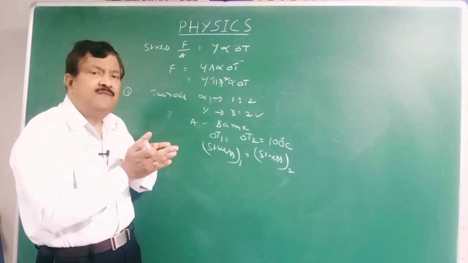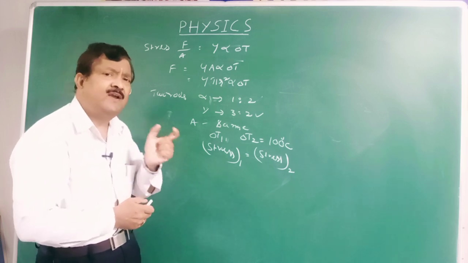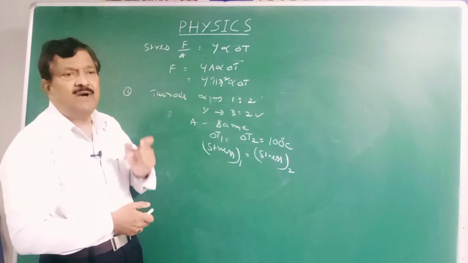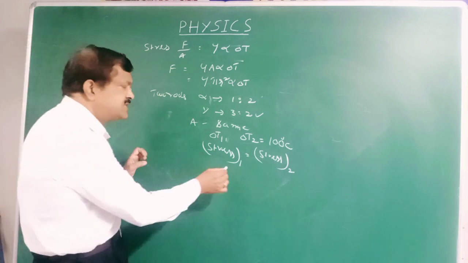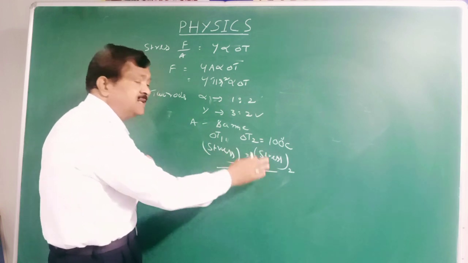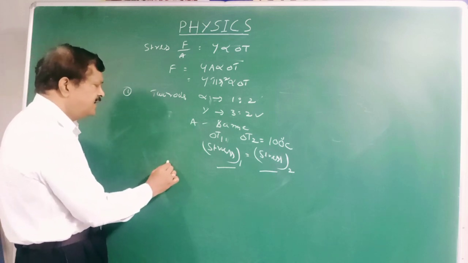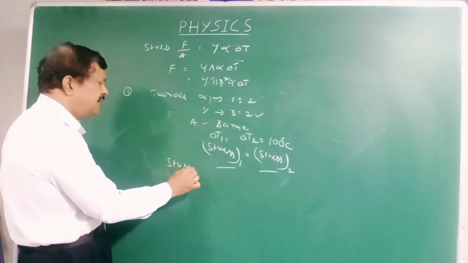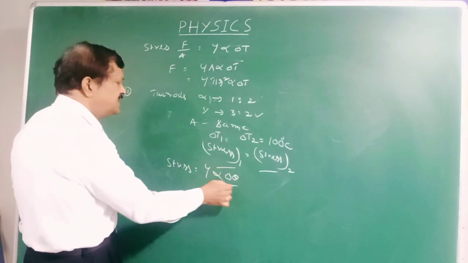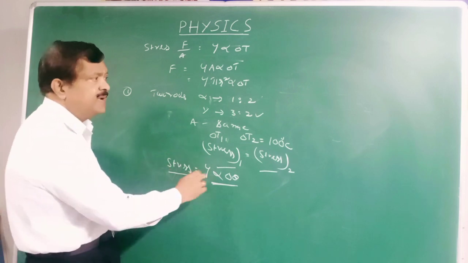Remember that when we are solving problems in physics, every problem will contain a keyword. If we understand that keyword, easily we can solve. What is the keyword here? The stress in both the rods is the same. So very clearly, what is the equation for the stress here? The stress developed in the rod, we know it is y alpha delta theta. This is the equation for stress. So stress is the same in both the rods.